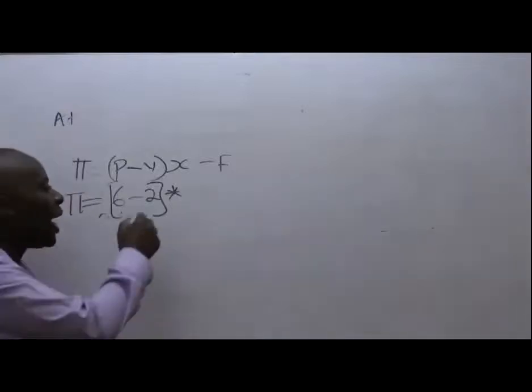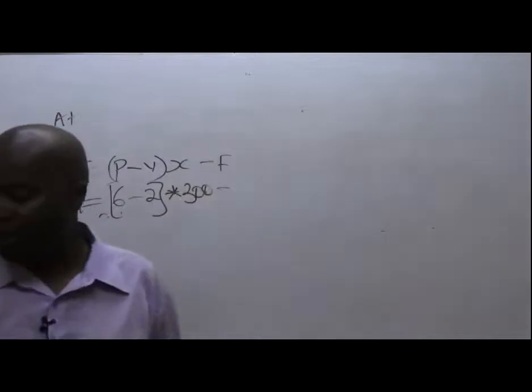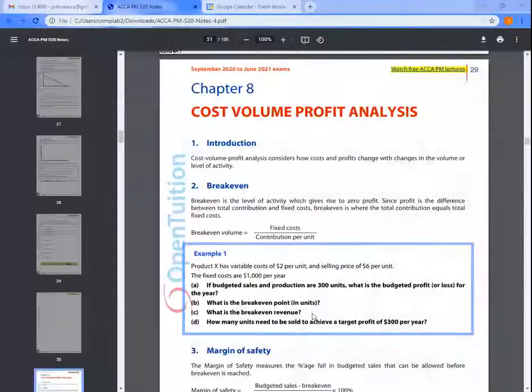So times 300 minus the firm's fixed cost. The firm's fixed cost, we are told up here, is 1,000 per year. And that is why most students were able to get 1,200 minus 1,000, which gave you a figure of 200. Thank you very much.